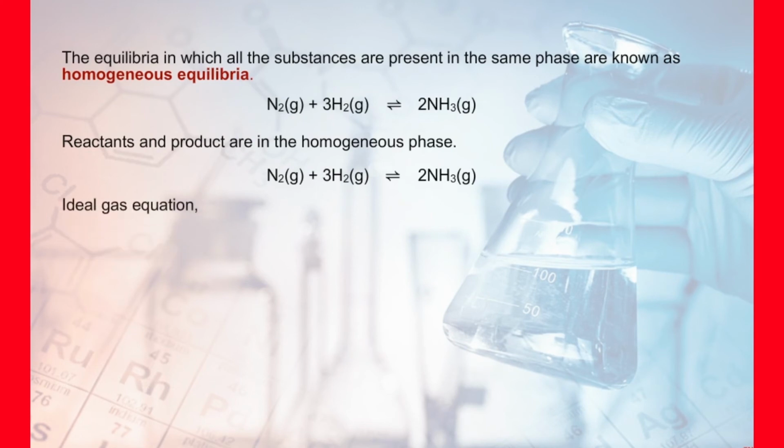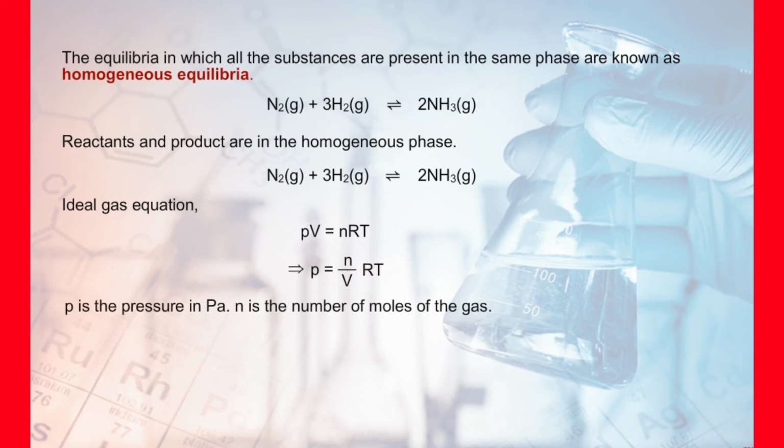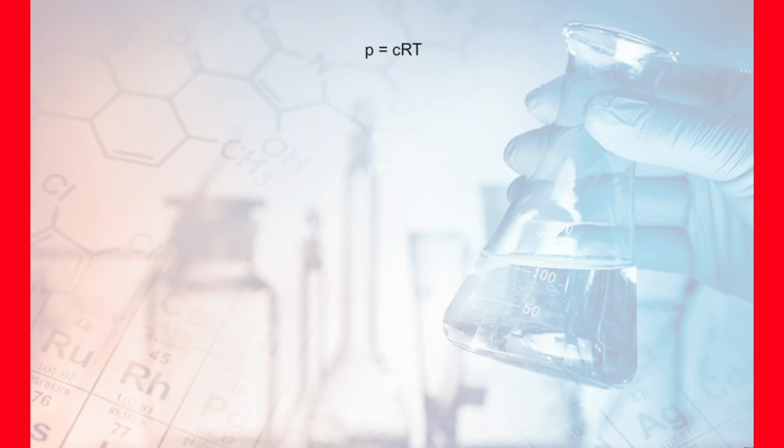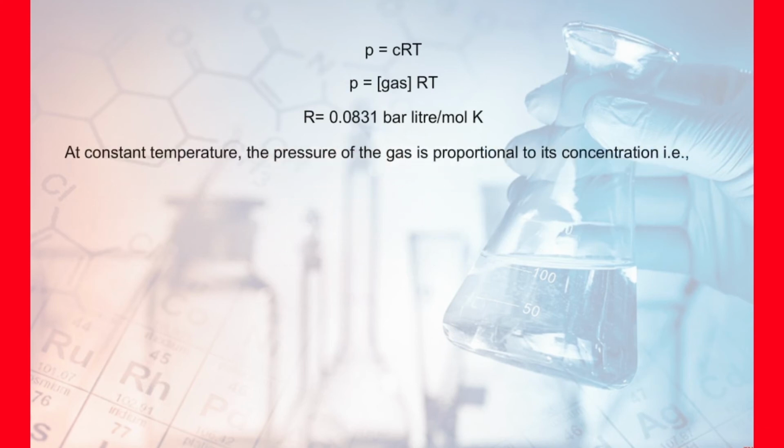We know that the ideal gas equation is given by PV = nRT. It implies P = (n/V)RT. Here P is the pressure in Pascal, n is the number of moles of the gas, V is the volume in meter cube, and T is the temperature in Kelvin. If concentration C is in moles per liter or moles per meter cube and P is in bar, then P = CRT. We can also say that pressure is equal to the product of the concentration of gas, universal gas constant, and temperature. At constant temperature, the pressure of the gas is proportional to its concentration.